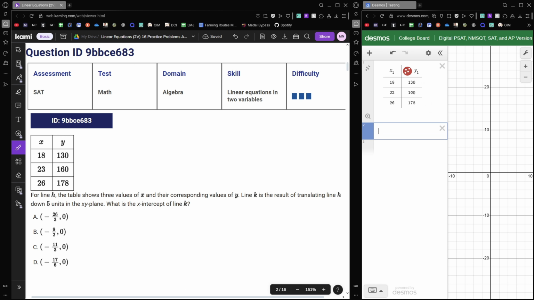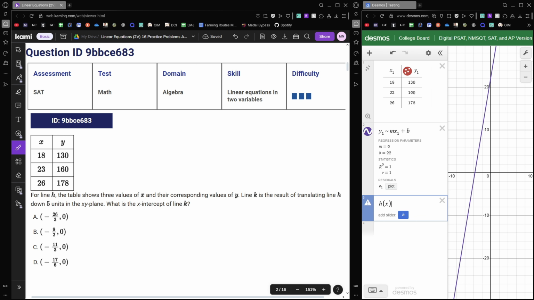Now the equation for linear regression is y1 tilde mx1 plus b. So you can tell it's literally just y equals mx plus b, but you add a 1 in front of the x's and the y's, and change the equal sign to a tilde. So here's the equation for line h, and I'm going to quickly rewrite this. So h of x for line h is equal to 6x plus 22.